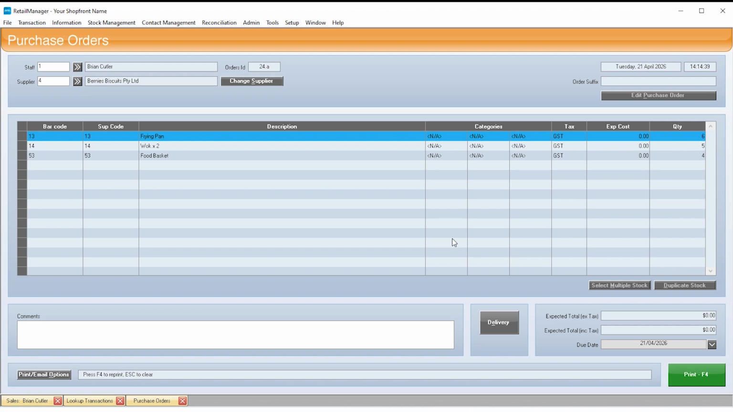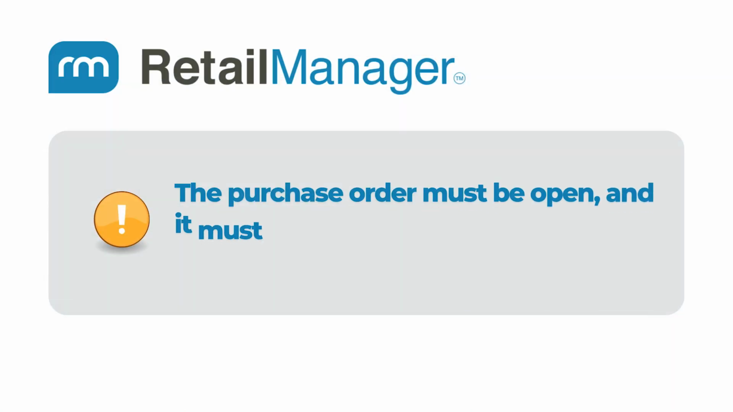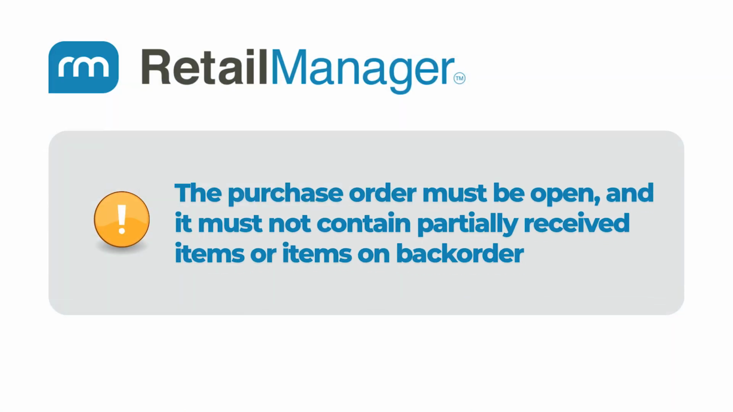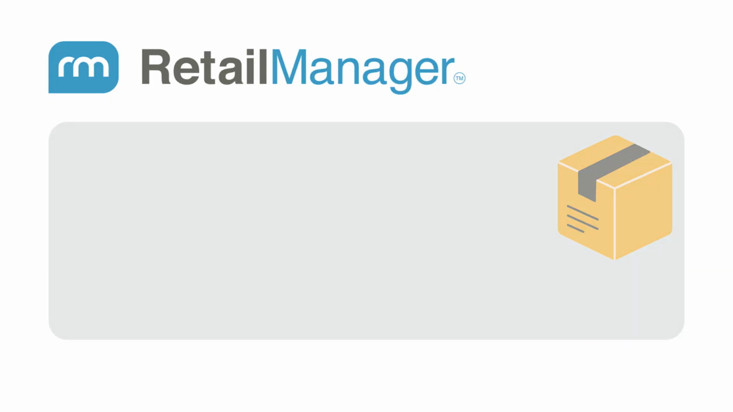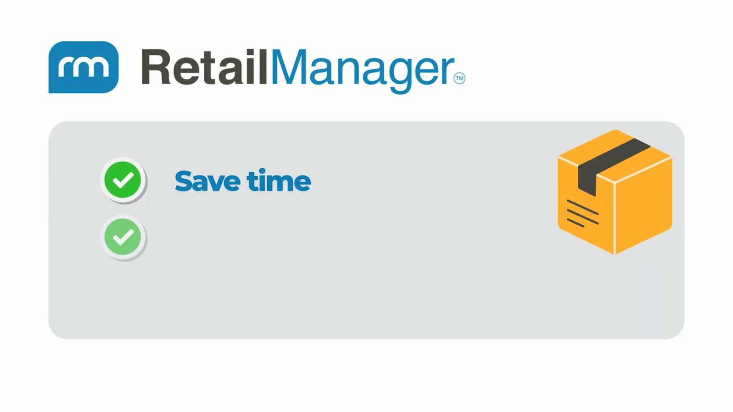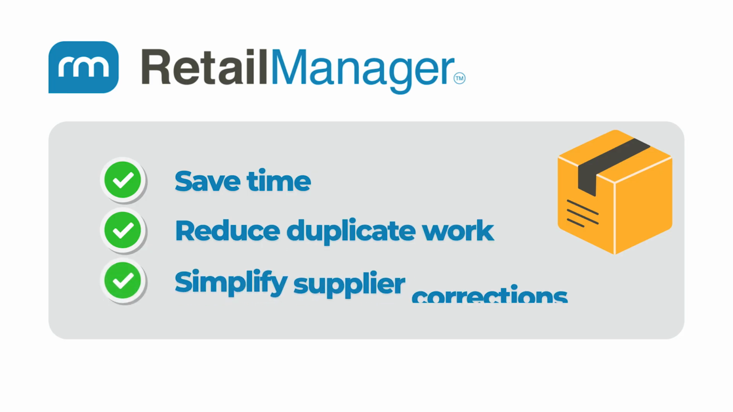Please note, the purchase order must be open, and it must not contain partially received items or items on backorder. This feature helps save time, reduce duplicate work, and simplify supplier corrections in AAAPOS RetailManager.